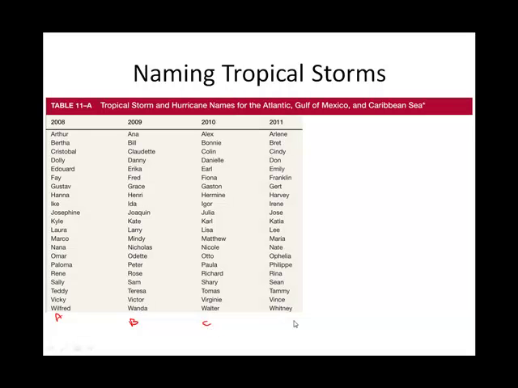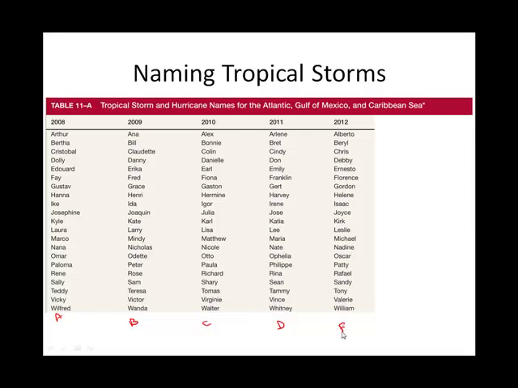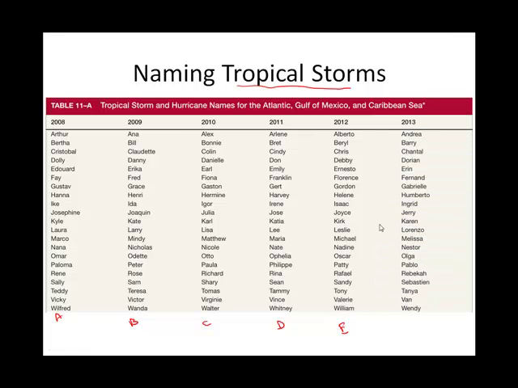The next list, 2011. Let's see, the next list, 2012 actually. So that would be this year, right? So this is the list that we're going to use this year. And remember that the storm does not need to become a hurricane in order to get a name. It simply needs to become a tropical storm. Okay, and the last list, F.